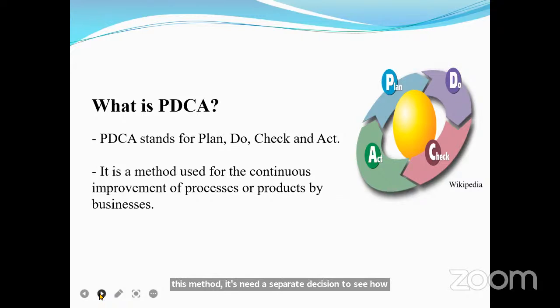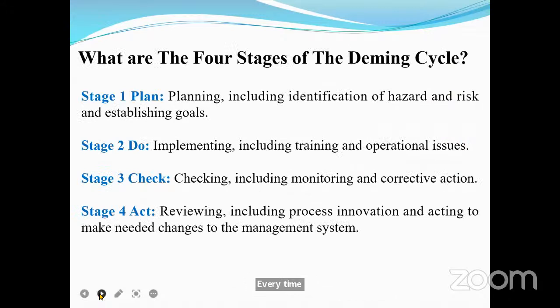The main goal of using the Deming cycle is not only the continuous improvement of process and product, but also to maintain control and continuously improve them. Keep in mind a bad system will beat a good person every time. The four stages of the Deming cycle are planning, implementing, checking, and reviewing. We will talk in detail in the next slide.